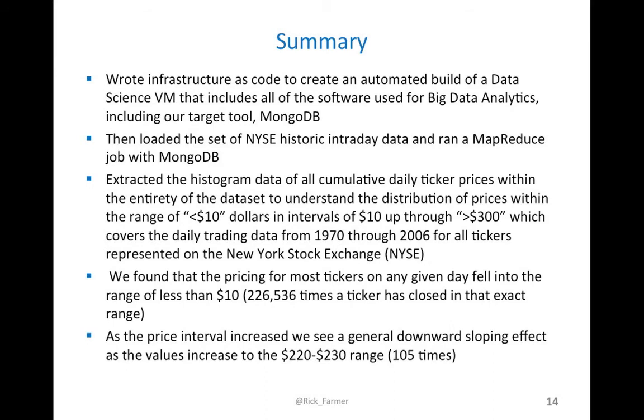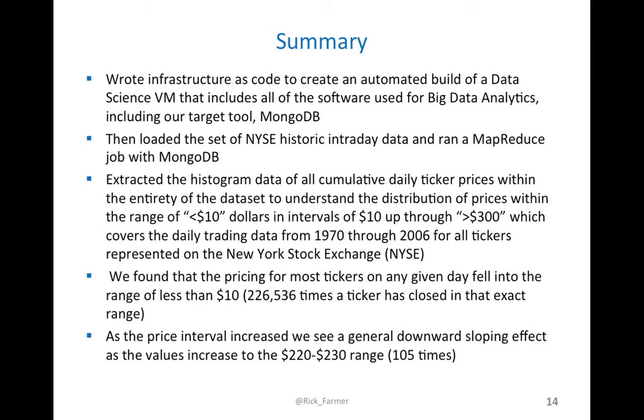So for instance, as you saw, our low range was less than $10. That was the price it was trading. We did that in intervals of $10 up through a final bucket of greater than $300, which covers the daily trading data from the 1970 to 2006 period for all tickers that were represented during that time period on the New York Stock Exchange. We found that the pricing for most tickers on any given day fell into the range of less than $10. We saw that there were 226,536 times that a ticker had closed in that exact range.